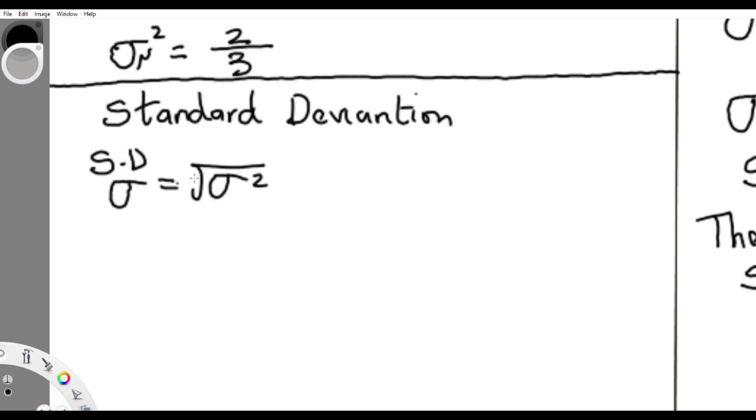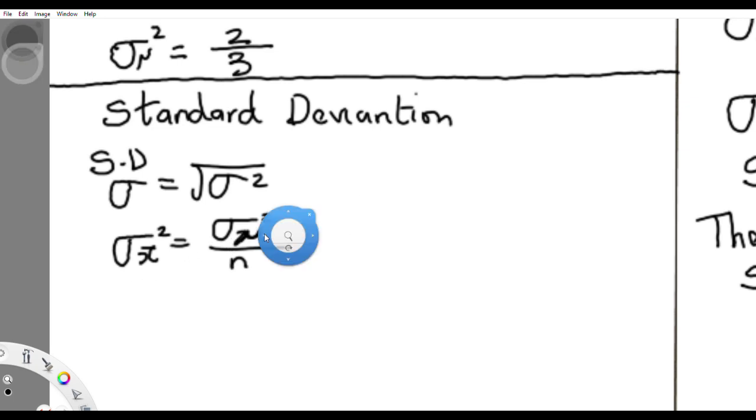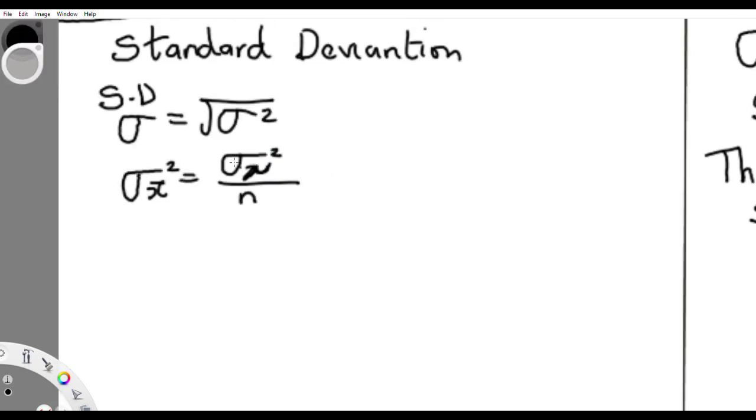So standard deviation equals the square root of variance, and remember that we've already established that the sample variance equals the population variance all over the sample size. So in order to convert this into standard deviation, what do I need to do? All I need to do is put a square root around it. So the standard deviation for the sample is the same as the standard deviation for the population all over the square root of n.